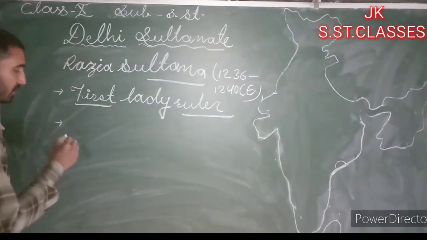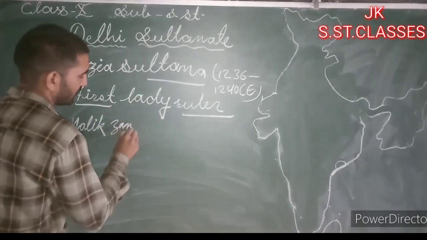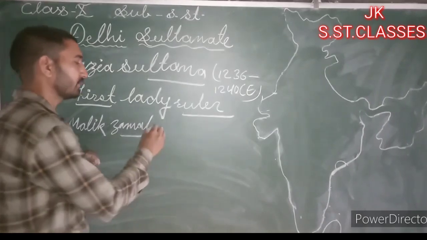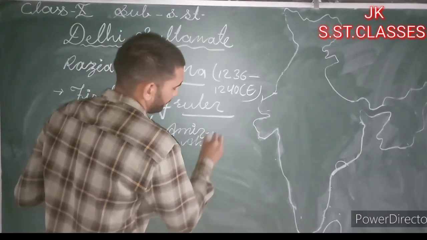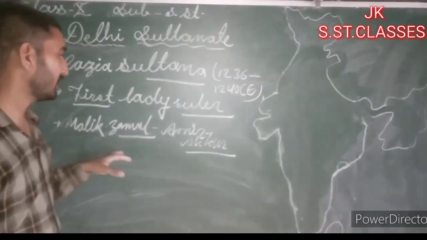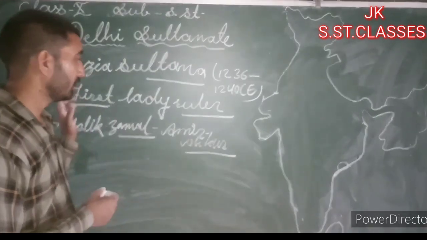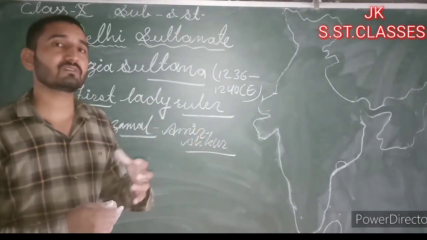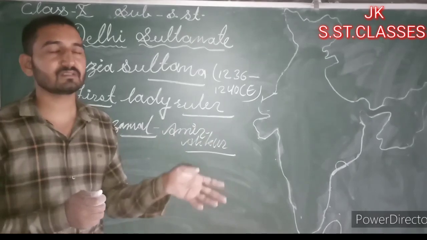Razia appointed Malik Jamaluddin Yaqut, or we can say Malik Jamal. You can keep Malik Jamal in mind. Razia appointed Malik Jamal as the superintendent of the royal stable, or we can say Amir-i-Akhur. And in this way annoyed the Turkish armies because Malik Jamal was an Abyssinian. And along with that, Razia totally neglected the purdah system and started to behave like a man. Because of that also, the Turkish armies were against Razia.